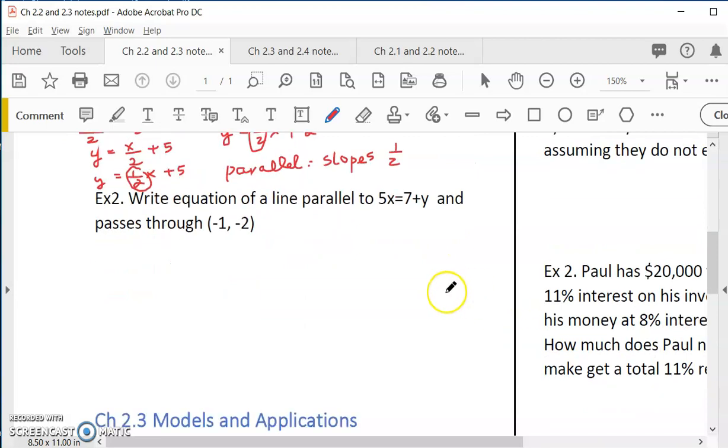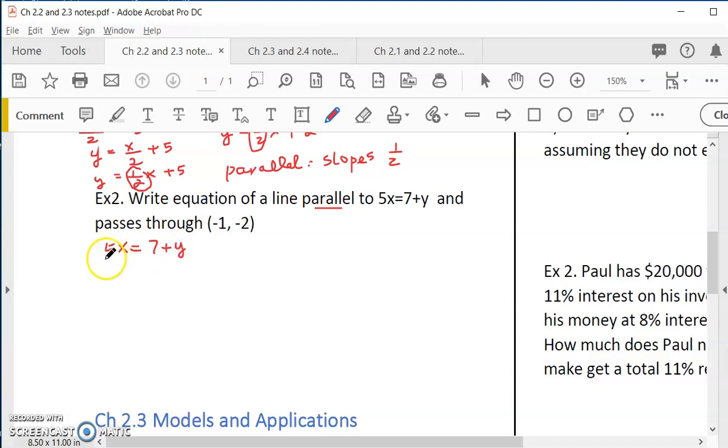Okay. Another question would be, write the equation of a line parallel to 5x equal to 7 plus y and passes through (-1, -2). So we want a line that is parallel to this. Parallel means same slope. Same slope means having a slope that is the same as this. So let's find out what the slope of this line is.